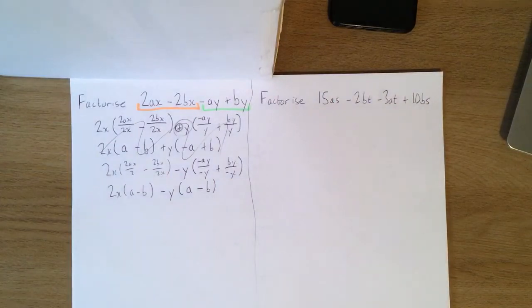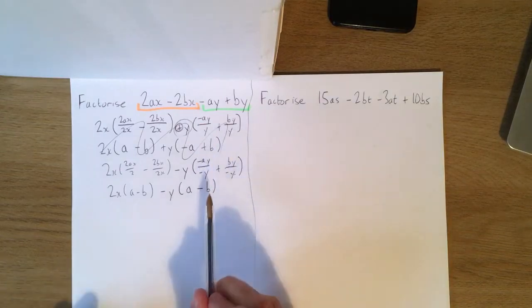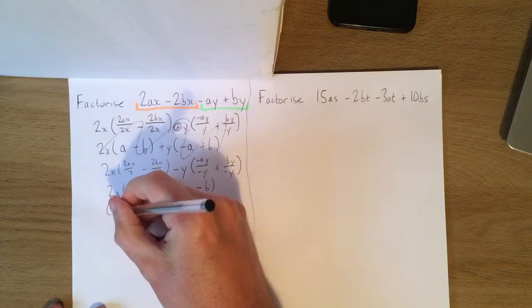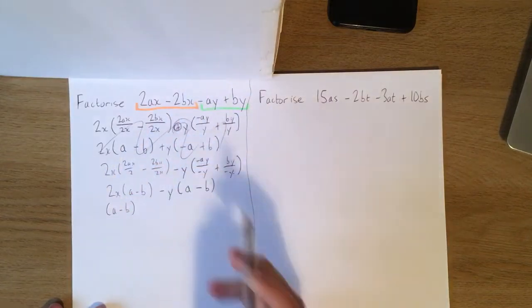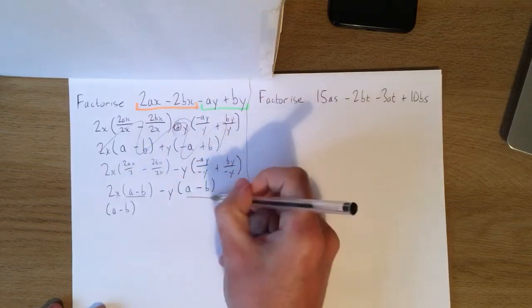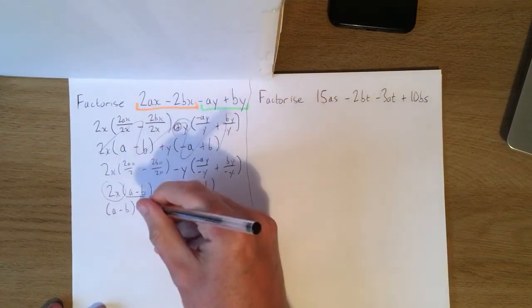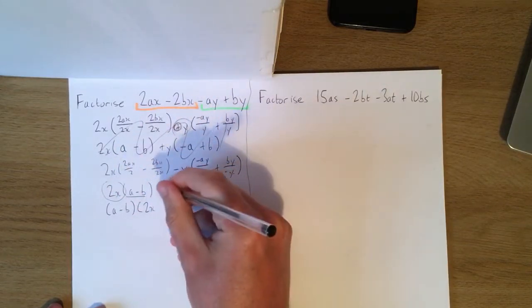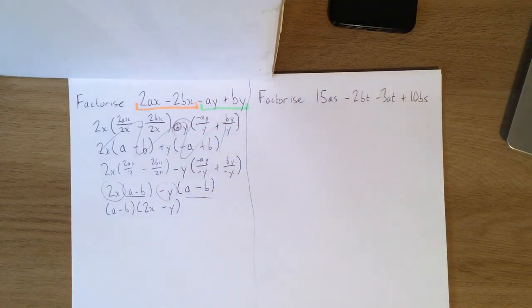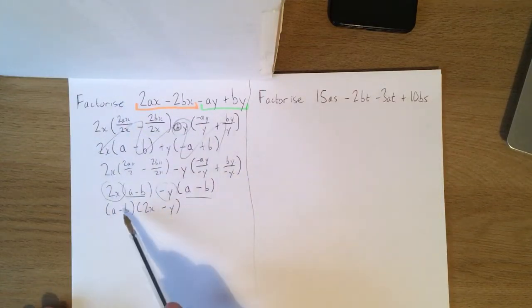Have I got the same thing in both brackets? Yes, I have. I've got a minus b in both brackets. So now my next step is to just factorise that a minus b out. And when I factorise the a minus b out, what am I left with? A 2x and a minus y. And there's your answer. That's it done. If you're just asked to factorise, that's it done.